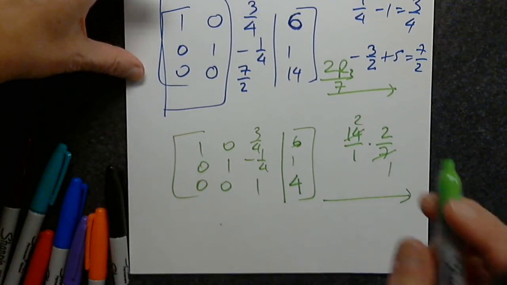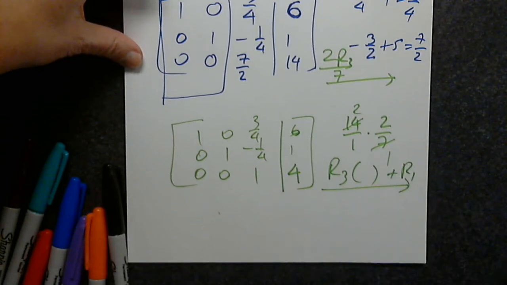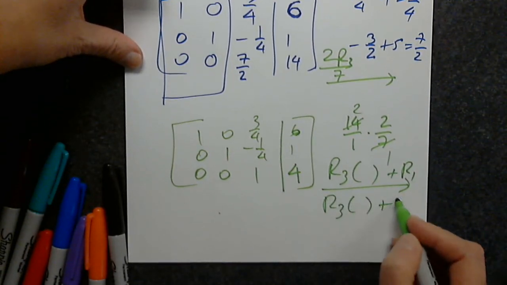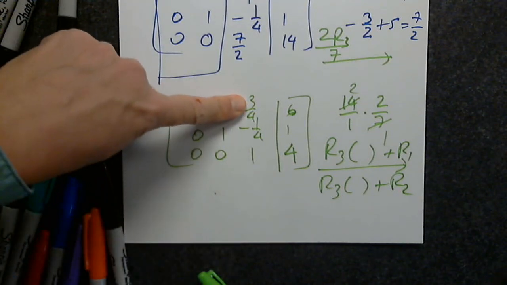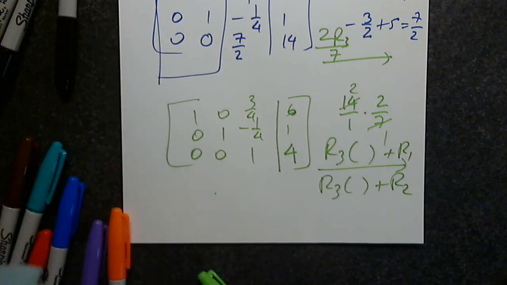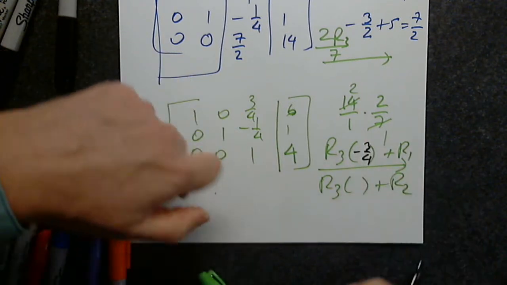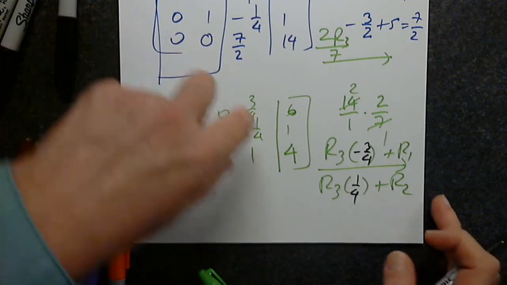So now this is the final step in which we multiply row 3 by something and add it to row 1, and row 3 by something and add it to row 2. Okay, so I need to eliminate 3/4. What do I multiply by to eliminate the 3/4? Negative 3/4. And here for negative 1/4, I multiply by 1/4 indeed.